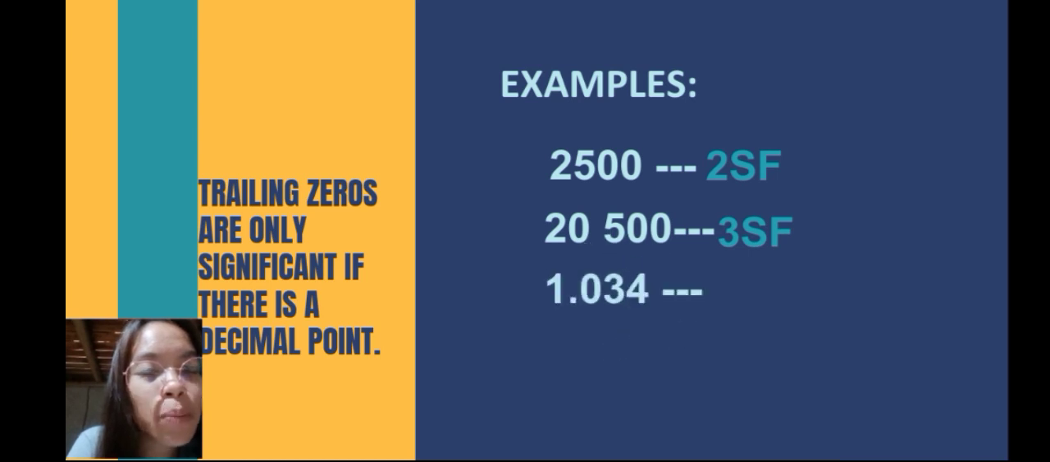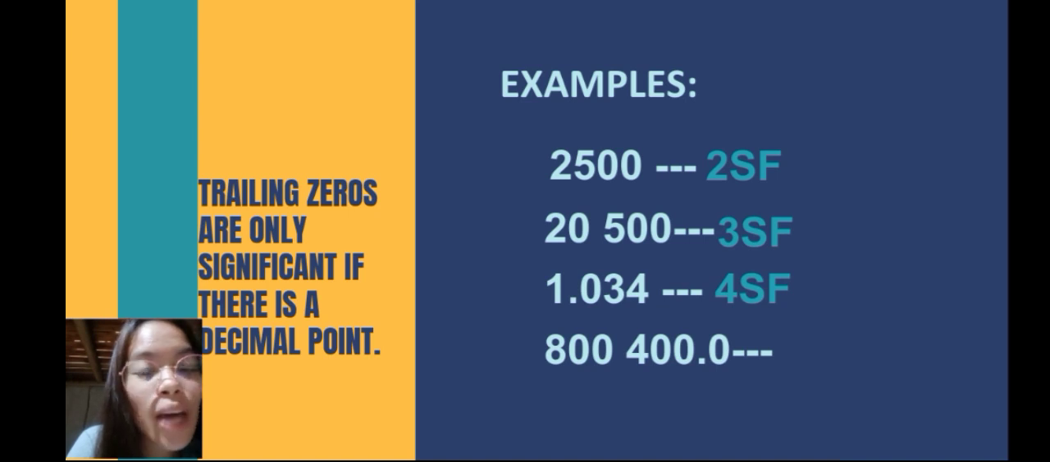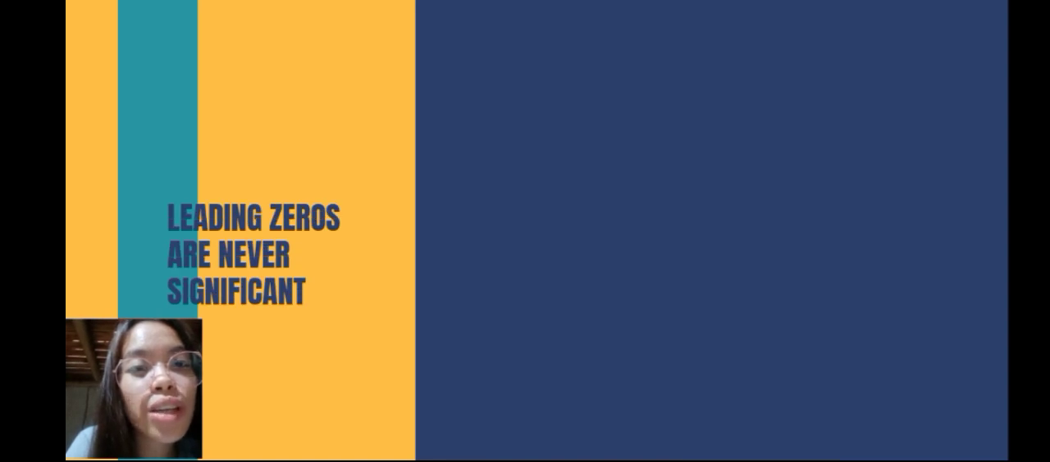So another. Here we have a decimal point. In our rule, a final zero in the decimal portion is significant. So in this rule, trailing zeros are only significant if there is a decimal point. Therefore, we have 4 significant figures here. And lastly, how about this? As we can see, we have a decimal point. Therefore, we have 7 significant figures.